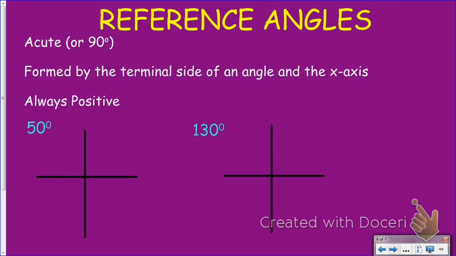Alright, so the last little piece of vocab we're going to look at with angles is called a reference angle. And a reference angle is going to be really important for what we do later in this week when we start finding exact values. In order for something to be a reference angle, three things have to be true.